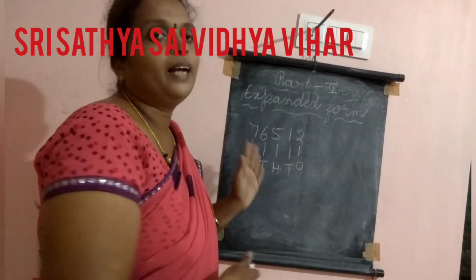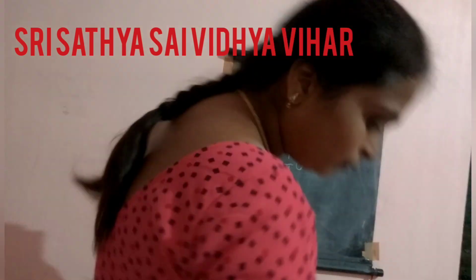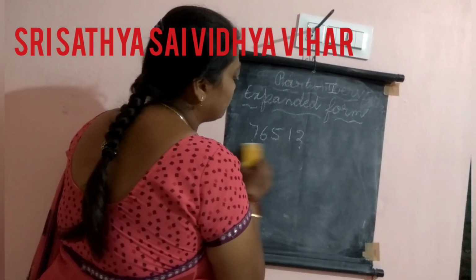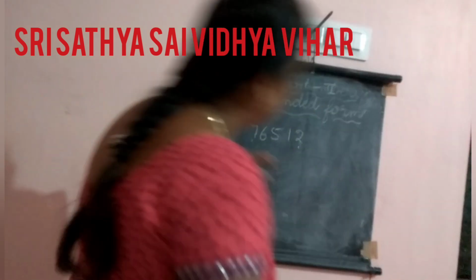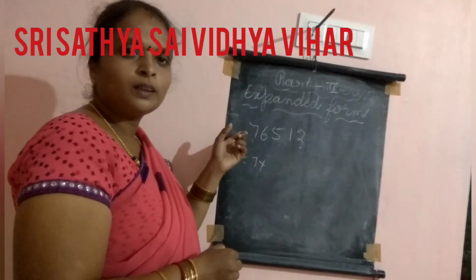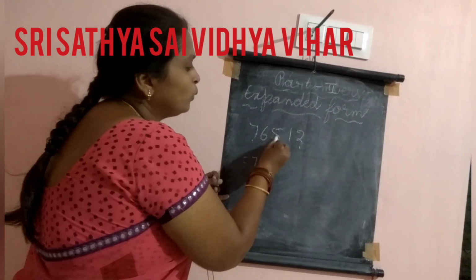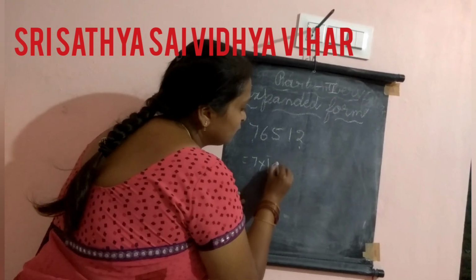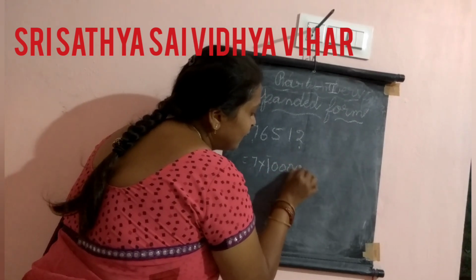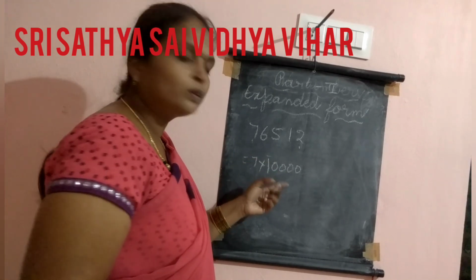How can we write? How can we expand it? For the same sum I am doing here. Here 7 into, this is 10,000 place, so keep 1. After 7 how many digits are there? 1, 2, 3, 4. Keep 4 zeros. This means 10,000. 7 into 10,000, because it is in the 10,000 place.